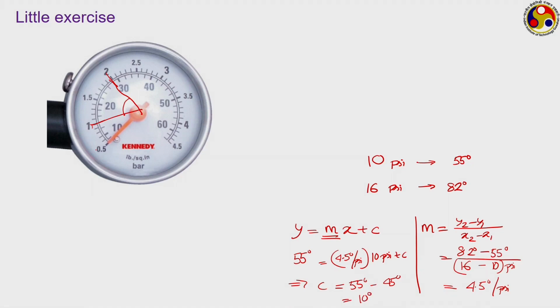Now what does this 10 degree refer to? If we put x equal to 0, then what value of y are we going to get? That definitely is this c, that is 10 degree. Now what does that refer to? This is the 0 error. So this 10 degree is a 0 error.